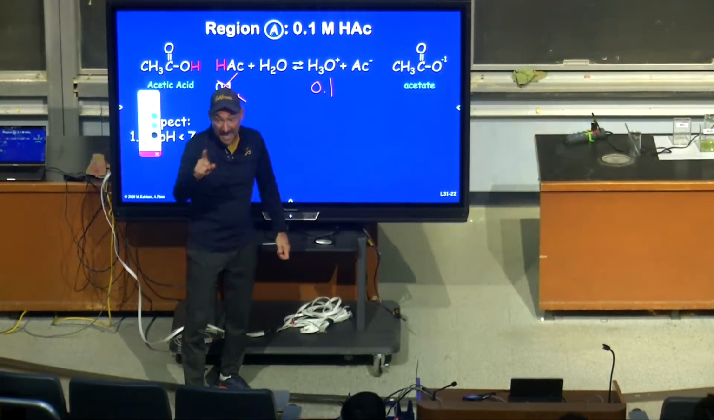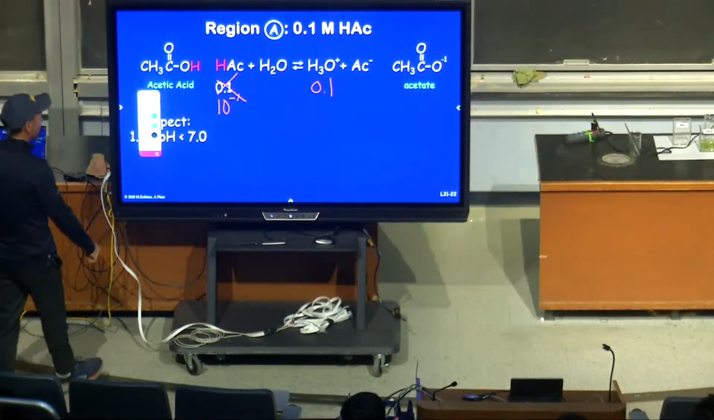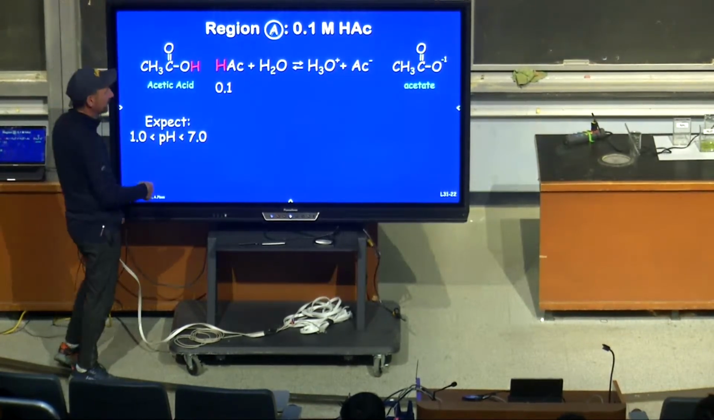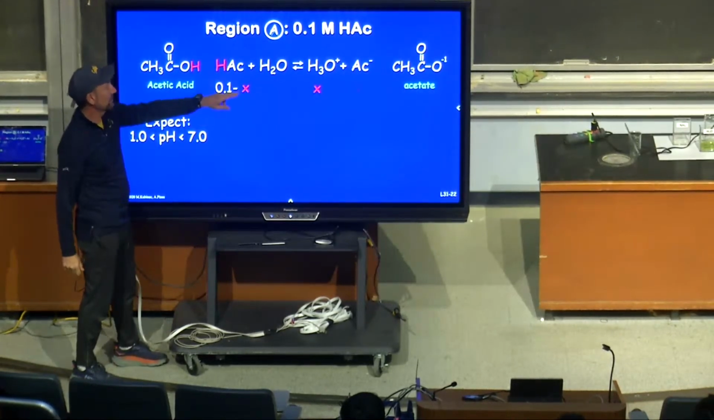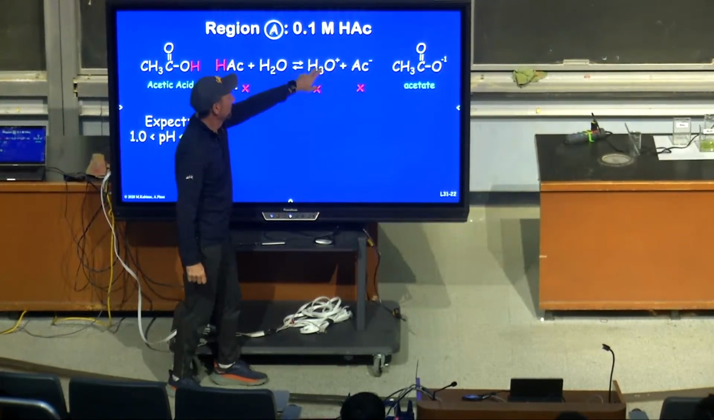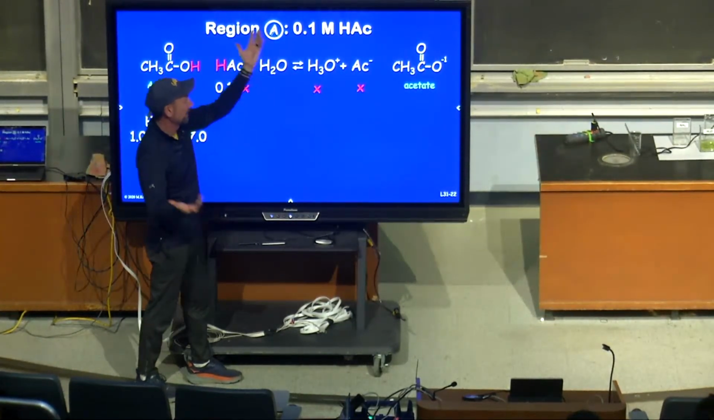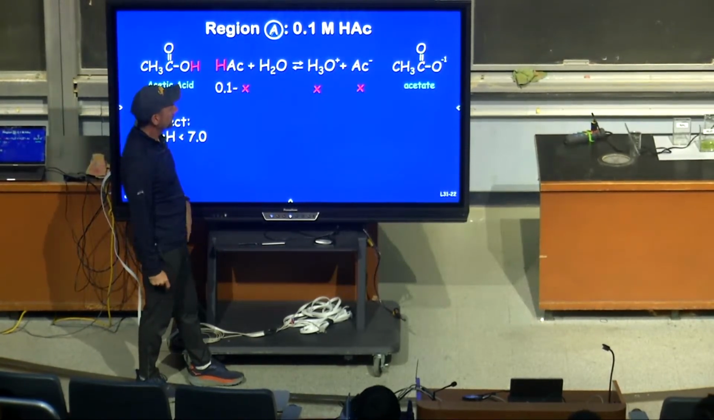But this is a weak acid. It does not shoot everything off in one shot. It holds back. Well, how much does it hold back? We don't know, but let's say a little bit dissociates. That little bit that dissociates is X. That would form X molar H3O plus and X molar AC minus. And you've done these calculations before. So we'll go through this quickly. This is just an equilibrium calculation.